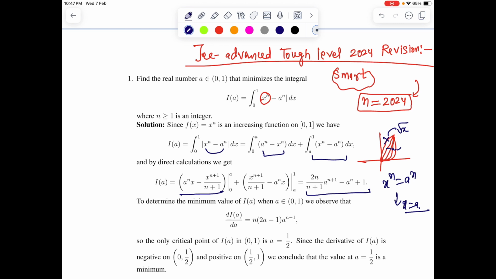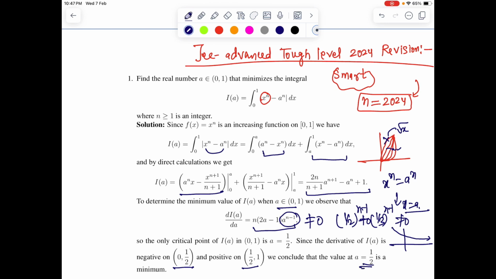Now direct substitution tells us that I(a) value is 2a^(n+1)/(n+1) minus a^n plus 1/(n+1). To find the minimum value, of course in this interval we'll find the derivative, which gives you this. And the only critical point is a equals half, because this quantity cannot be 0 for any value of a, let's say half to the power n minus 1, or 1/3 to the power n minus 1. So this is definitely non-zero, because the exponential graph, half to the power something, is a decreasing function. It will not touch 0 ever.